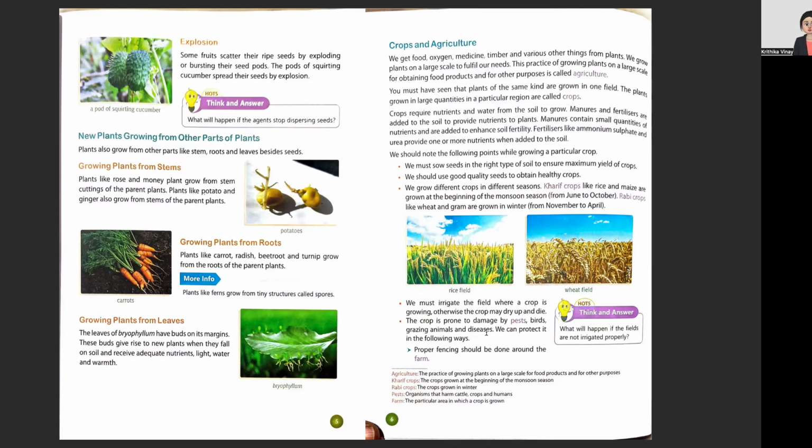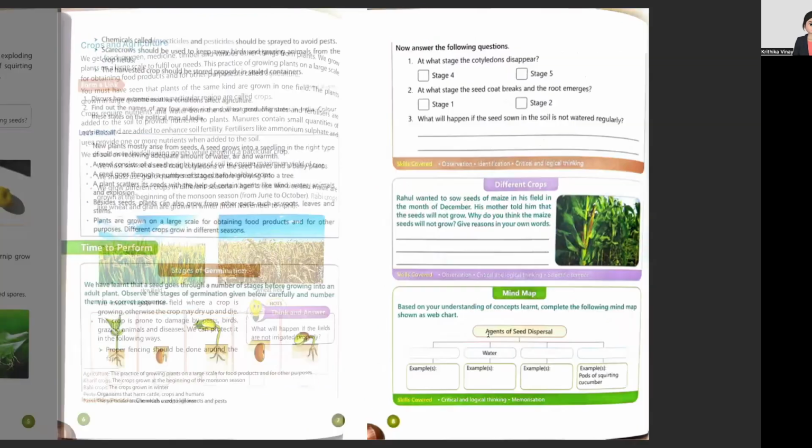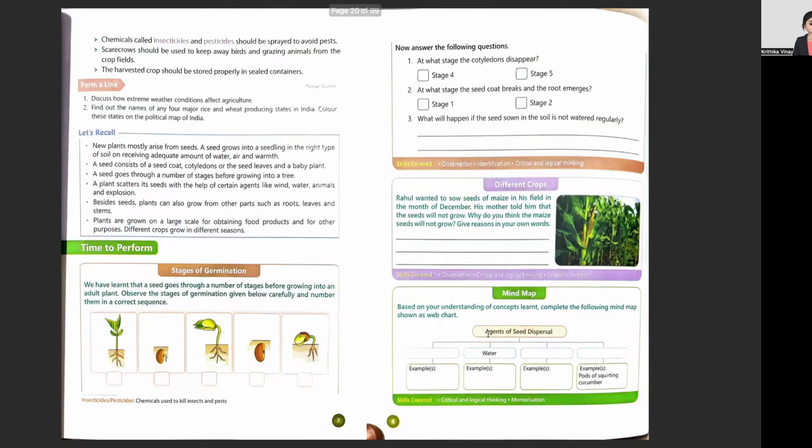So now let's continue. The crop is prone to damage by pests, birds, grazing animals and diseases. We can protect it in the following ways. Proper fencing should be done around the farm. Chemicals, insecticides and pesticides should be sprayed to avoid pests. Scarecrows should be used to keep away birds and grazing animals from the crop fields. The harvested crop should be stored properly in sealed containers.